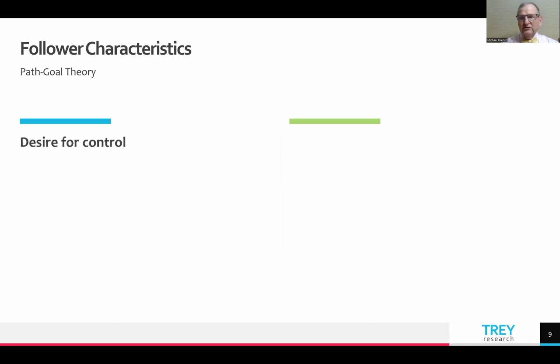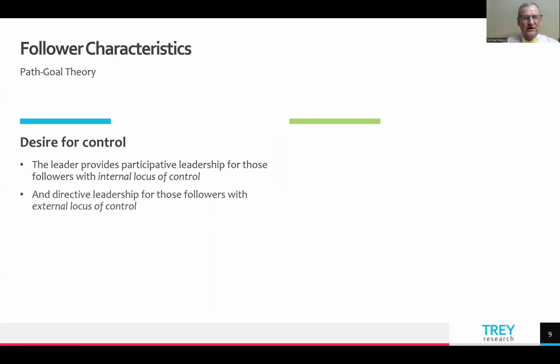If there's a desire for control in a follower, then there are two aspects to consider. One is an internal desire for control. Do they believe that they control the activities, what's going on? That type of follower will need the leader to provide participative leadership. On the other hand, where a follower has an external locus of control, they feel like things are happening to them, then they'll feel more comfortable with directive leadership.